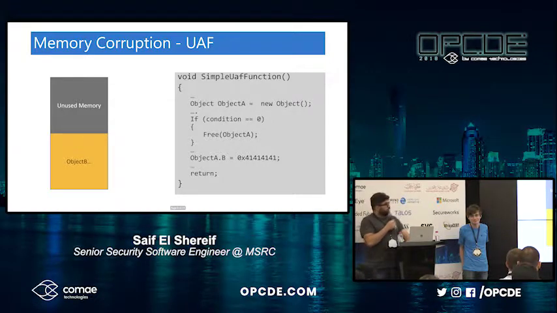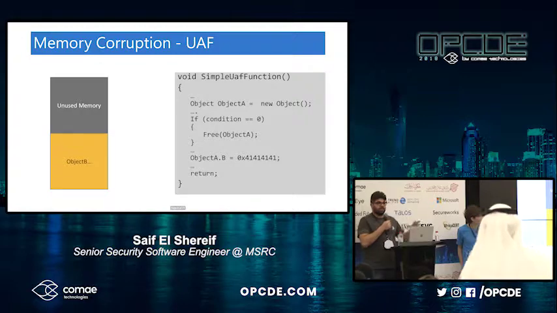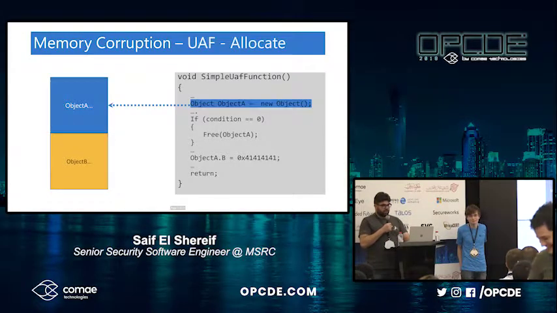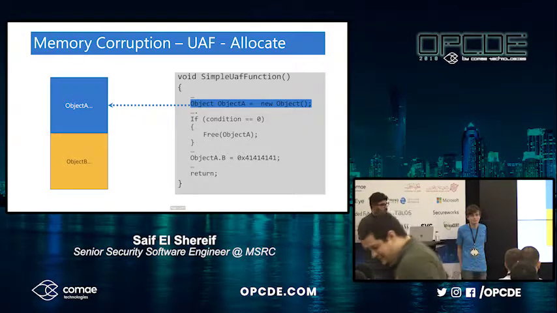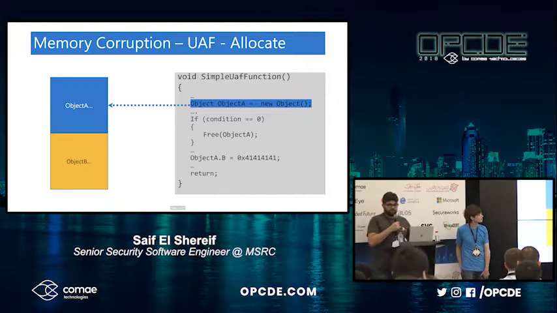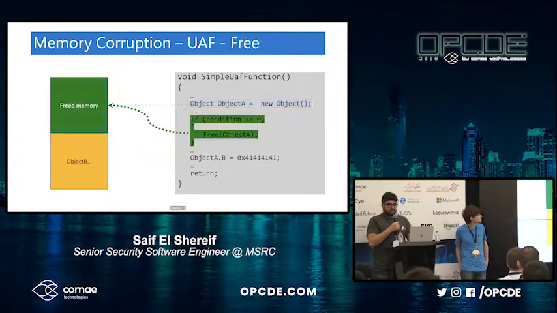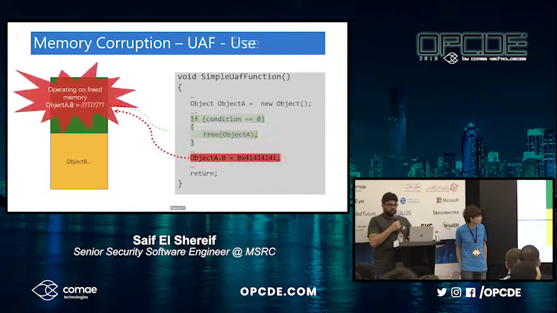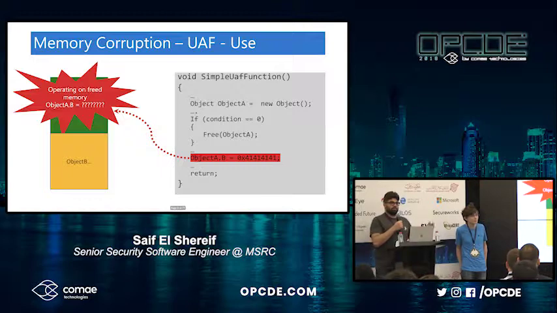If we look at the pseudocode in front of us, this is just sample code. It's not real world code or anything. It's just to explain the concept of use after free. At some point, the function will allocate an object. We'll call it object A. And within a certain condition, something will happen and the object will be freed. When the object is freed, the function later on works on an object member, object member B, and tries to assign a value to it. When that happens, we'll actually get a memory corruption primitive because it's working on freed memory.